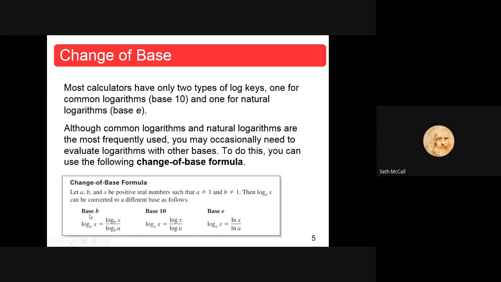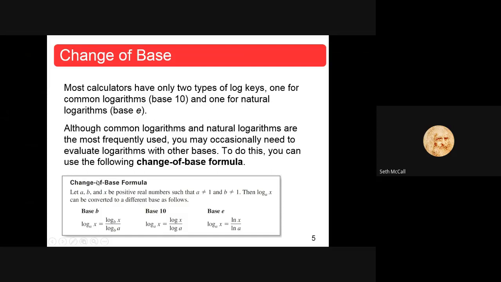I'm going to skip the first one for a second. Let's look at the second one. The second one says base 10. And this one says if you have log base a of x, you can evaluate that simply by taking log of x and then dividing it by log of a. Notice the logs that are in the fraction are both base 10. So we took it from base a and changed it into base 10 and divided them, and you get the solution to the original problem.